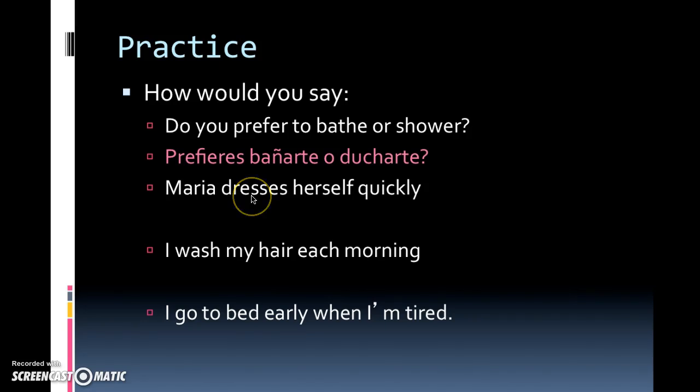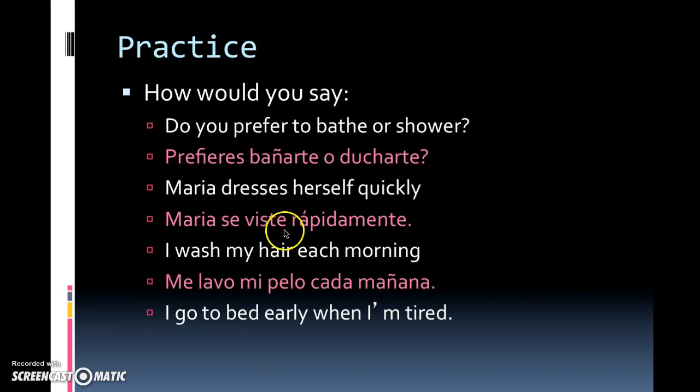Maria dresses herself quickly. Maria dresses is vestirse. And so I'm going to conjugate that out. And then rápidamente, I think is what we're going to say. María se viste rápidamente. I wash my hair each morning. Me lavo el pelo cada mañana.